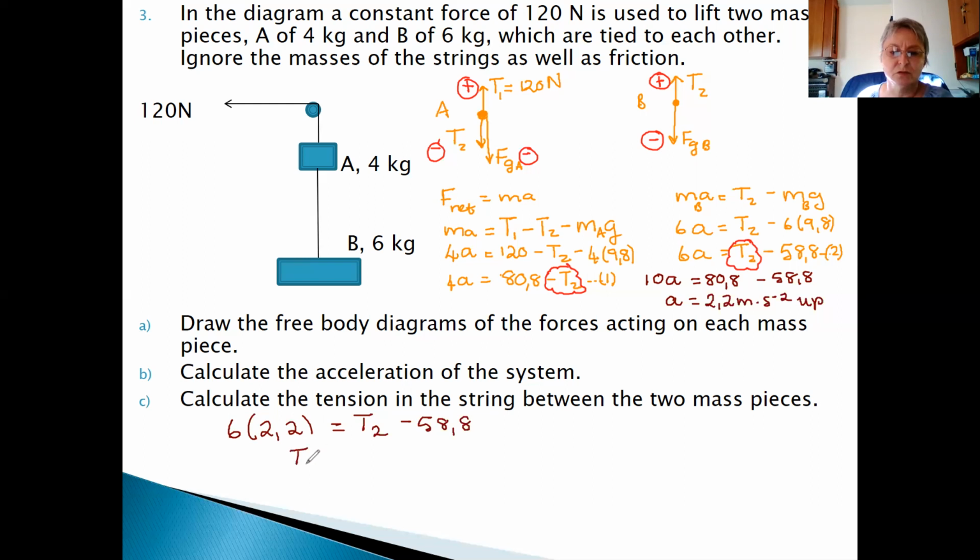T2 would be equal to 2.2 times 6 plus 58.8 gives me a tension of 72 newtons. Right, that's the third problem. Next is the fourth problem.